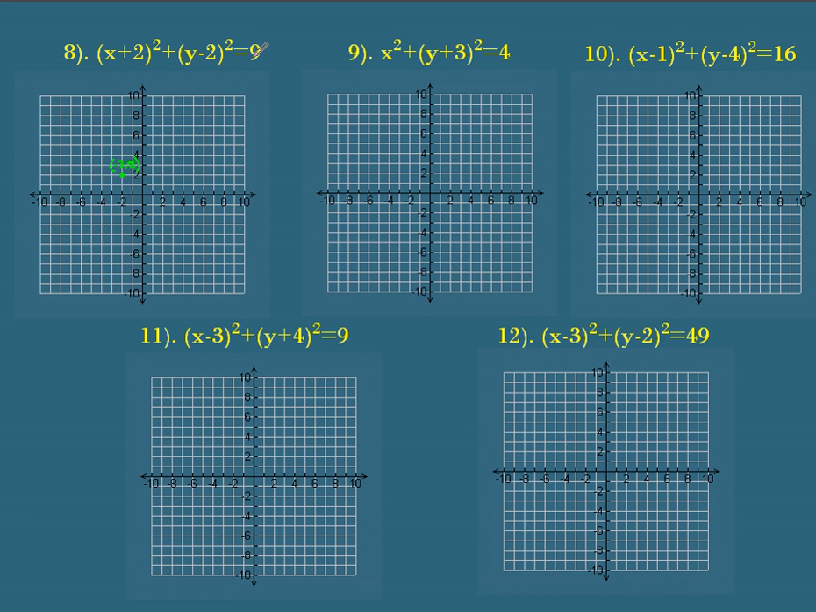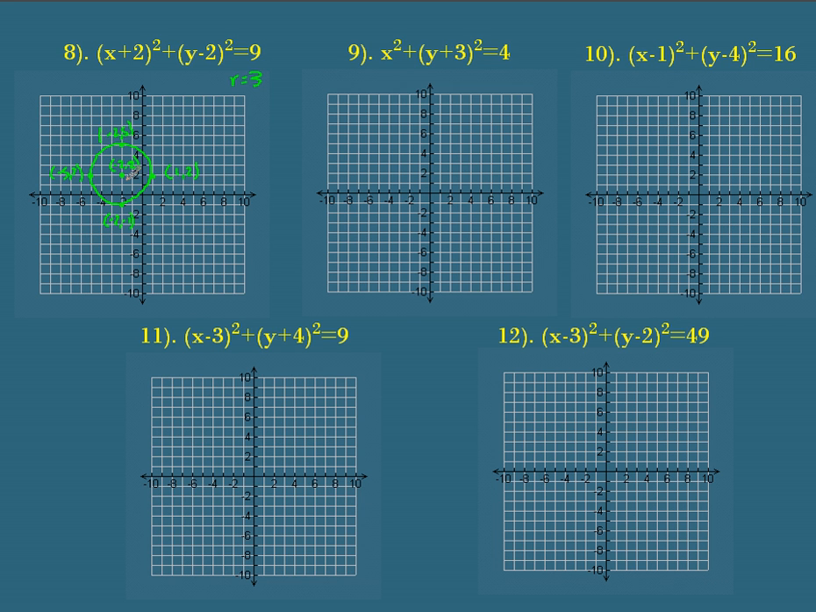And then the radius is the square root of this number. So the radius is 3. So to plot it, I need to go 3 in each direction. So at this point is 1, comma 2. This point should be negative 5, comma 2. Up top, negative 2, comma 5. And negative 2, comma negative 1. And then we just connect the dots to make our circle.